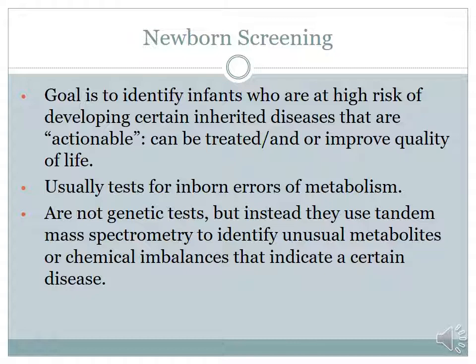The goal of newborn screening is to identify infants who are at high risk of developing certain inherited diseases that are so-called actionable because they can be treated or they can be provided with services to improve the quality of life. Testing a few drops of a newborn's blood for metabolites, which are biochemicals that indicate an inborn error of metabolism, has been routine for decades.